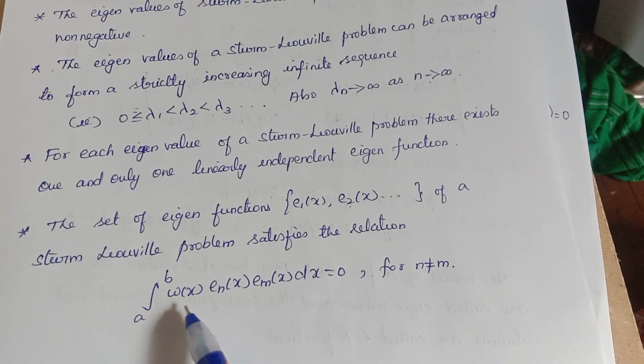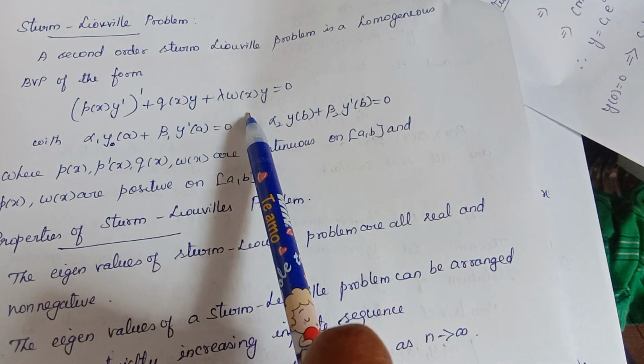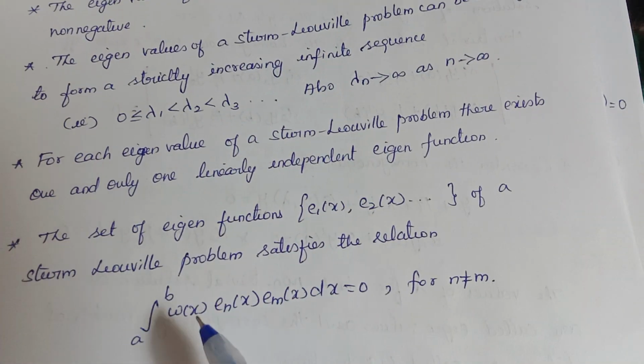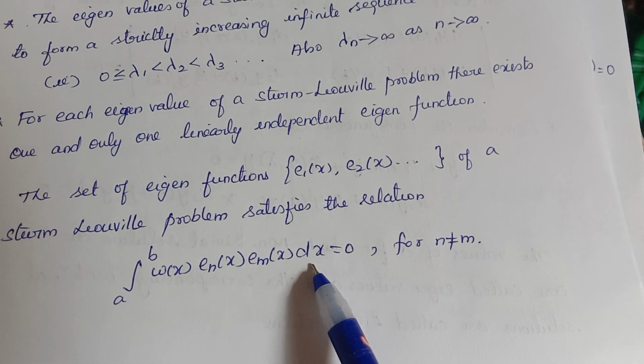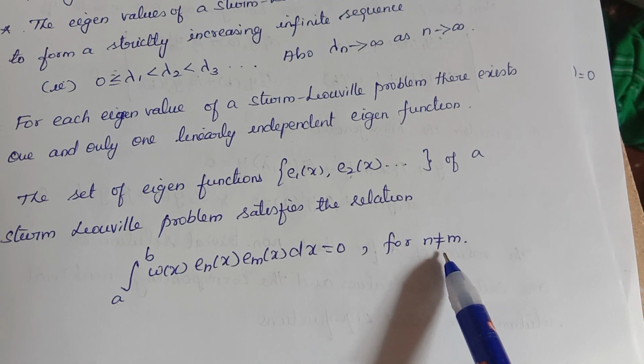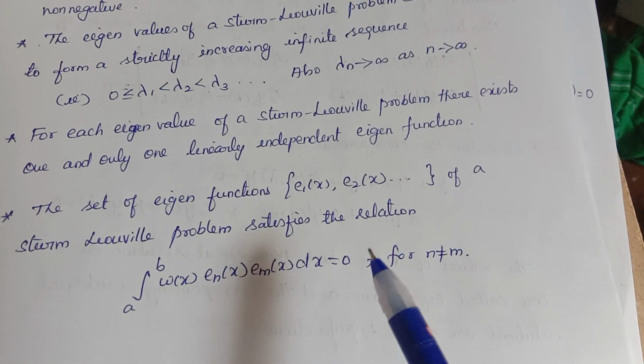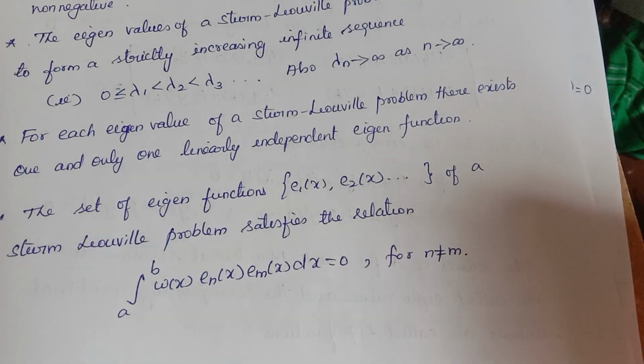Integral a to b w of x. What is this w of x? This is the coefficient of y. Okay, w of x into en of x into em of x dx is equal to 0 for n not equal to m. So this is an important property of the eigenfunctions of a Sturm-Liouville problem. Okay, now let's see some problems.